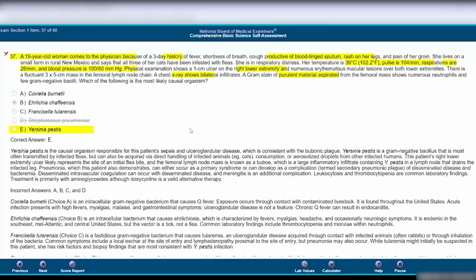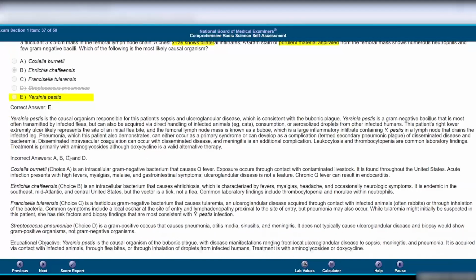Okay, questions, concerns? This is just remembering your organism. Coxiella is Q fever, right? You can get coughing and endocarditis. Ehrlichia chaffeensis is a tick, not a flea. Francisella, tularemia, is usually with rabbits. Things you can think about. And then Streptococcus pneumoniae, obviously, is just pneumonia, and that can be anywhere, but it's gram positive, not gram negative.